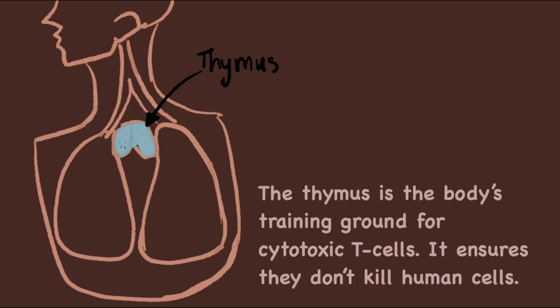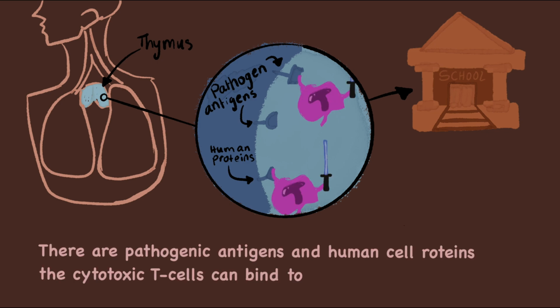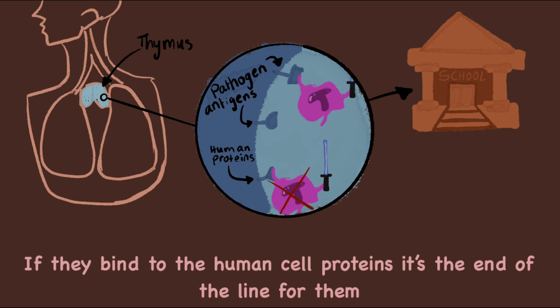It has a bunch of antigens of pathogens and also proteins that human body cells have, so that the T cells can see which ones they recognize. If a T cell recognizes human cell proteins, that means that cytotoxic T cells that evolve from them will try to destroy human cells, and we don't want that. So, if there's a T cell that binds to the human cell protein, it's the end of the line for them. That way, our immune system ensures that cytotoxic T cells can't attack cells in our own body.